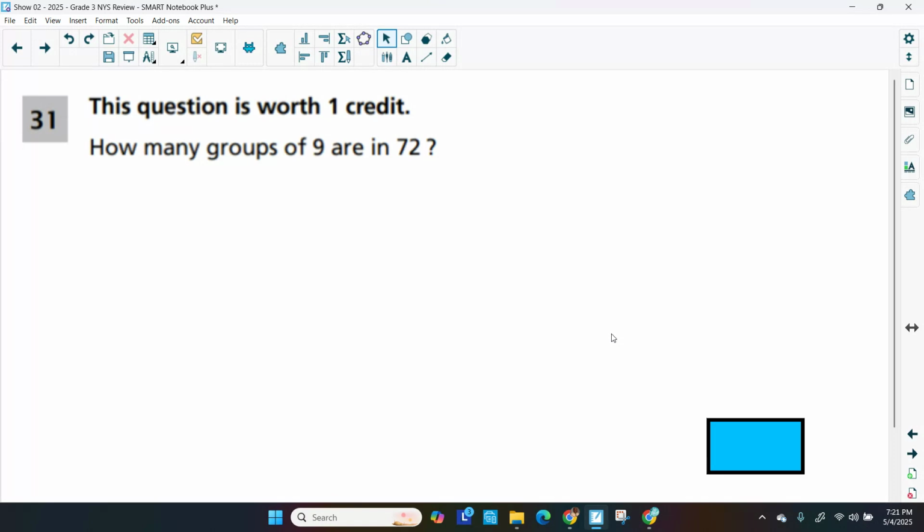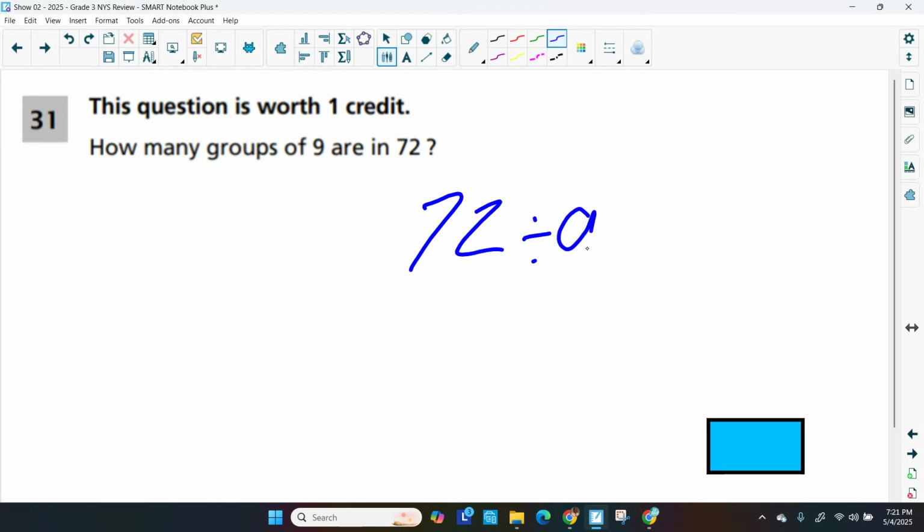How many groups of 9 are in 72? Well, 72 and 9. So let's divide 72 divided by 9 equals 8.